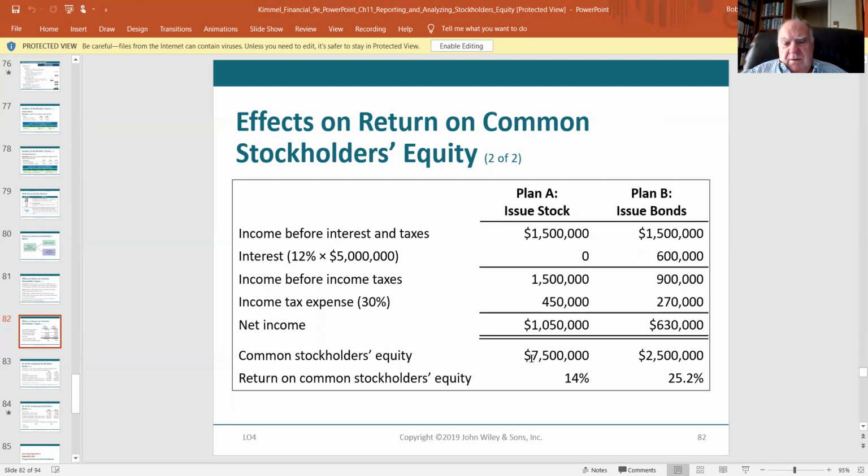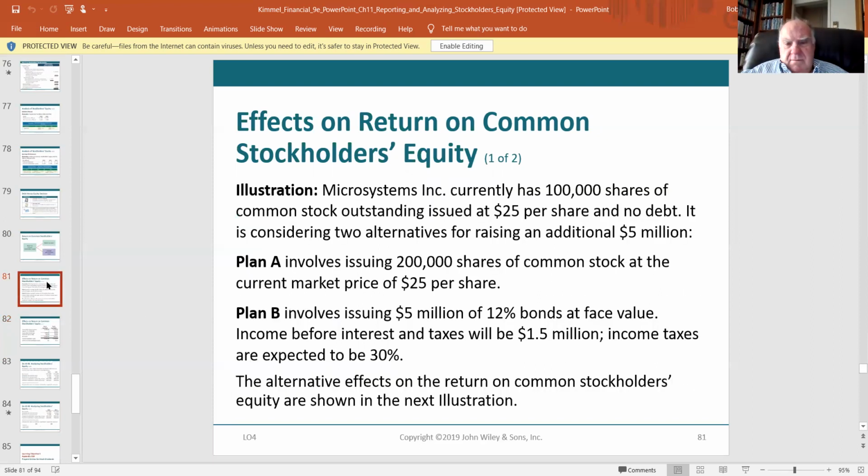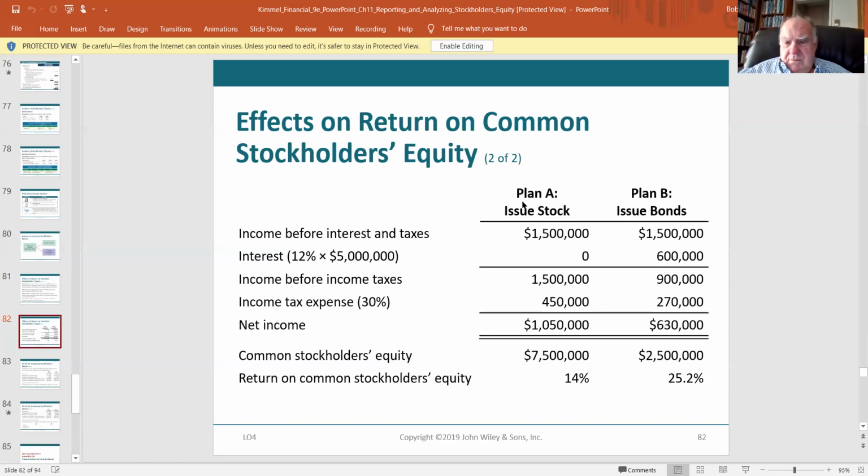Common stock equity, 7,500,000, because we gave out all kinds of new shares. Here it remained at 2,500,000. Remember, we gave out 5 million, they said on the prior slide. Yeah, they were looking for $5 million. So the returns on common equity can be quite different depending on what you chose to do.